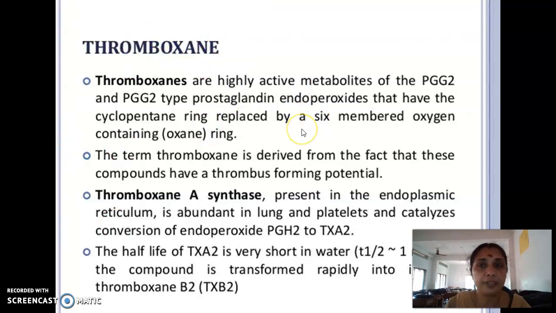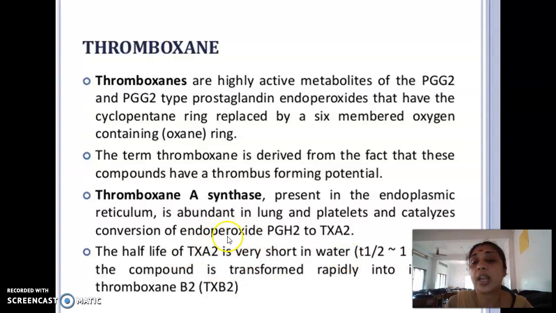So they are highly active metabolites of PGG2 and prostaglandin H2 peroxides. What is PGG2? I'll teach you when we enter into the synthetic pathway. They are synthesized from prostanoic acid. The different types of thromboxanes are synthesized by an enzyme known as thromboxane A synthase, which is present in the endoplasmic reticulum of the lungs and platelets and carries out the conversion of PGH2 to thromboxane A2.